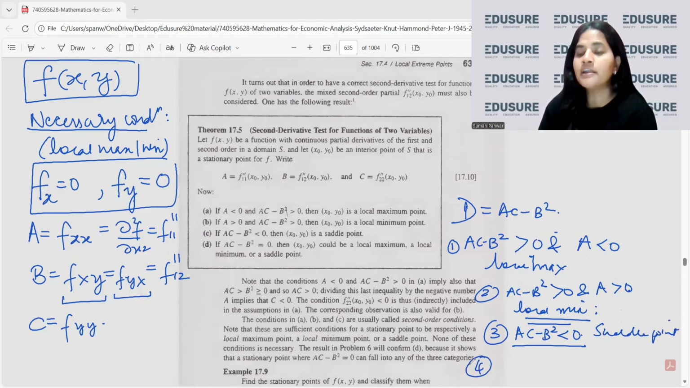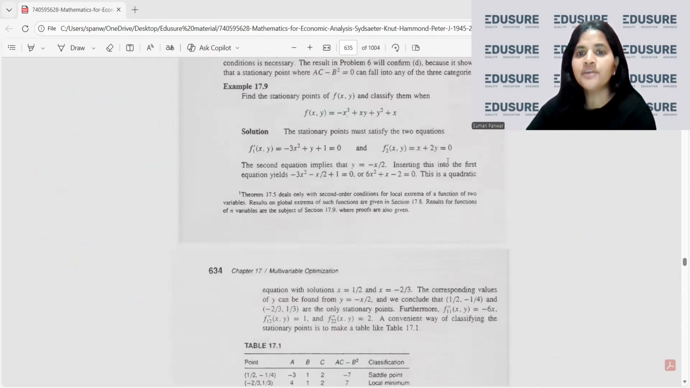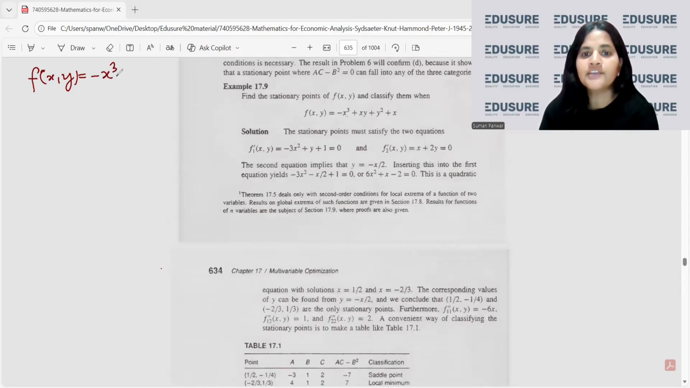The only inconclusive case is when AC minus B squared is equal to zero. So here we can't say anything. We can have a maxima, we can have a minima, or we can have a saddle point. So let us understand this through an example. Okay. So find the stationary points of f(x, y), where f(x, y) is minus x cubed plus xy plus y squared plus x. So what is your f(x, y)? That is minus x cubed plus xy plus y squared plus x.